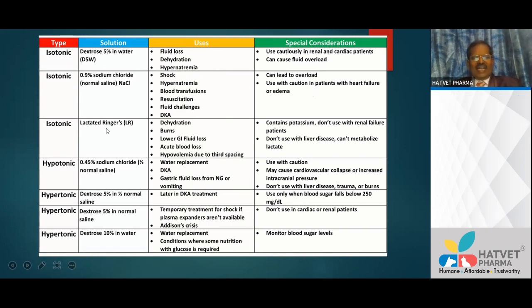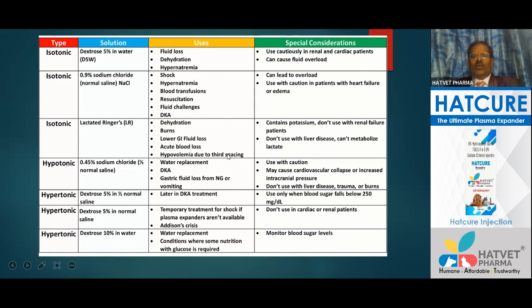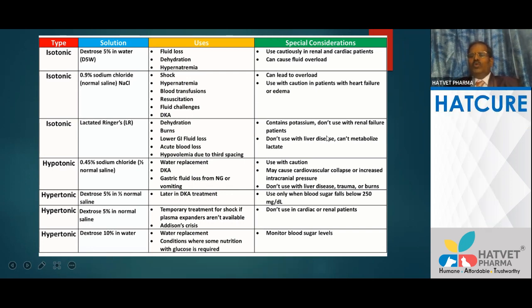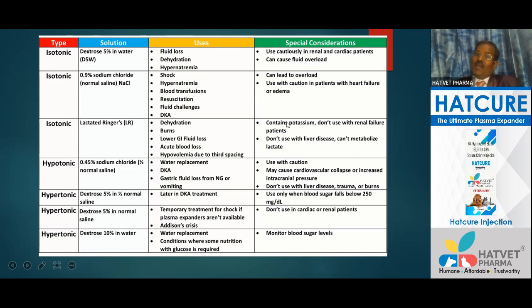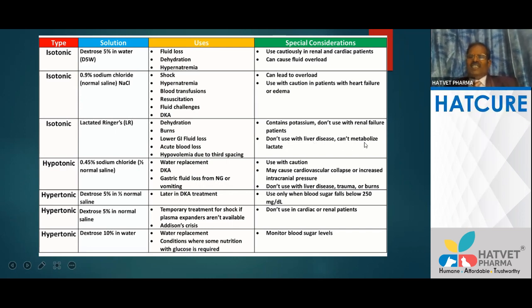If you are using lactated Ringer's, use it in case of dehydration, burns, lower GI fluid loss, acute blood loss, hypovolemia due to third spacing, and you can even use it in case of renal failure. It contains potassium, so don't use it with renal failure patients; in renal failure with hyperkalemia, you have to use it cautiously. Don't use it with liver disease, as the liver cannot metabolize the lactate.